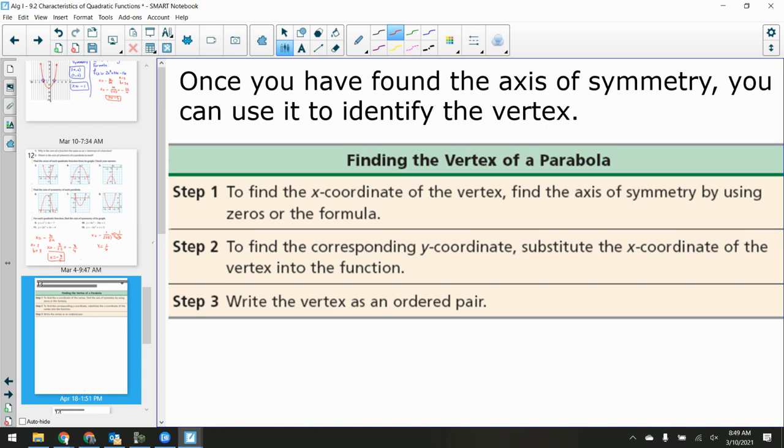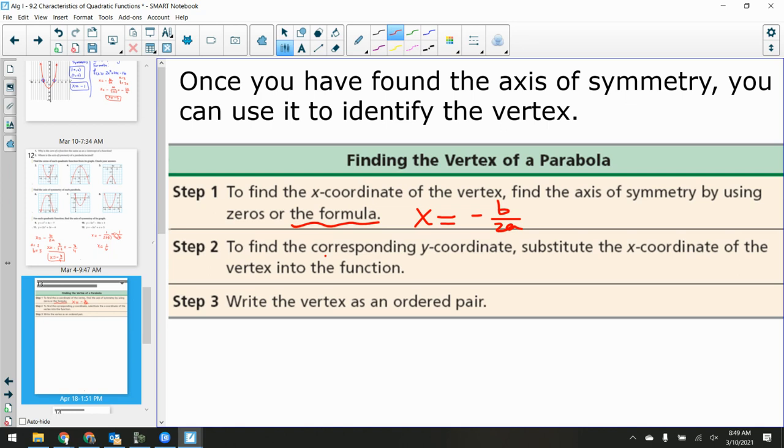So, step one is to find the x-coordinate of the vertex, find the axis of symmetry by using the zeros or the formula. We're most often going to be using the formula, okay? And what is the formula? Again, that's x equals negative b over 2a.